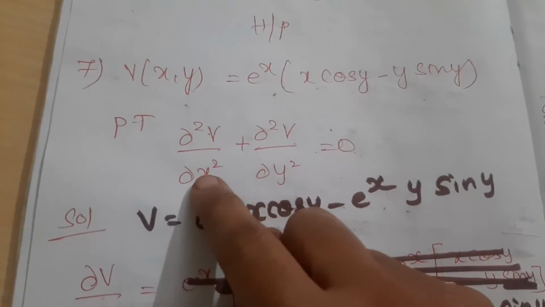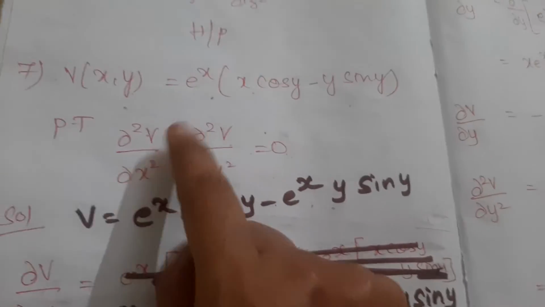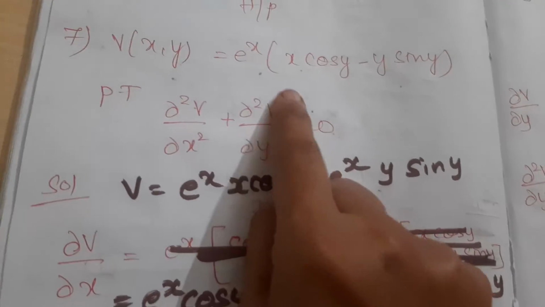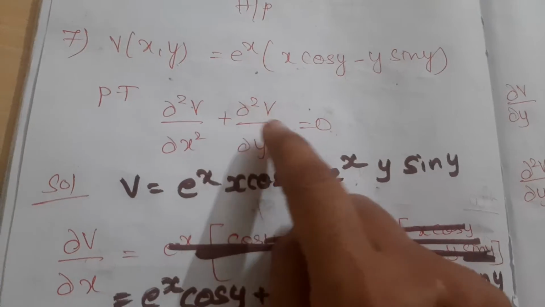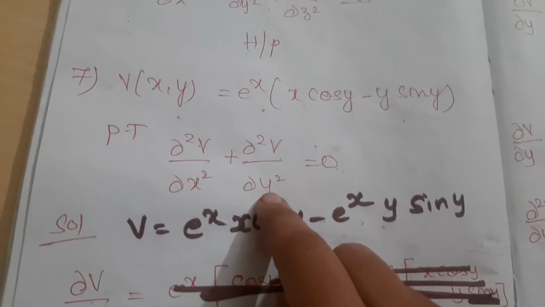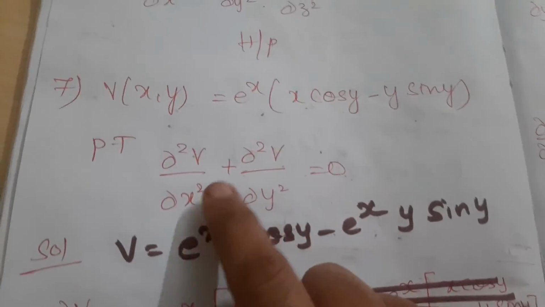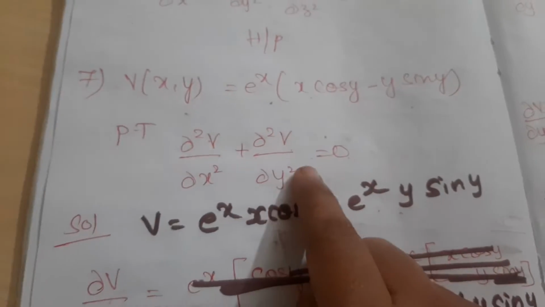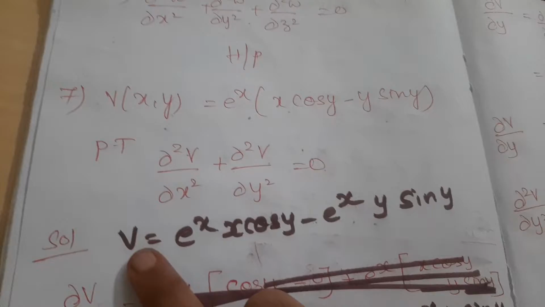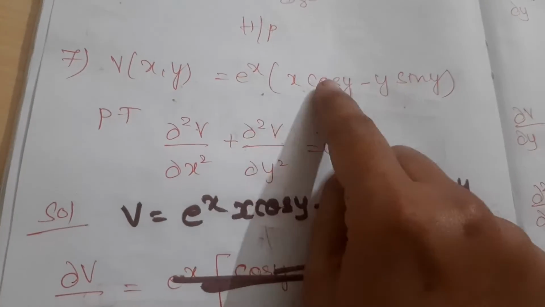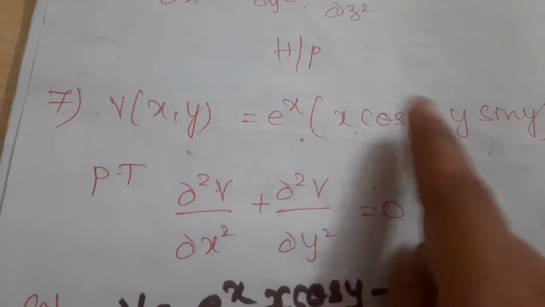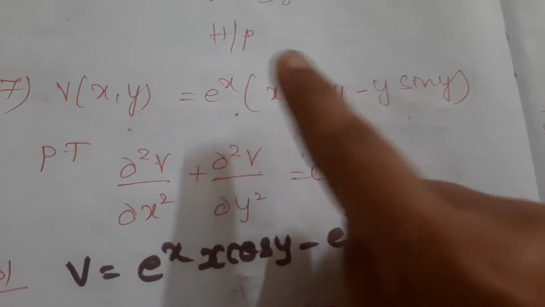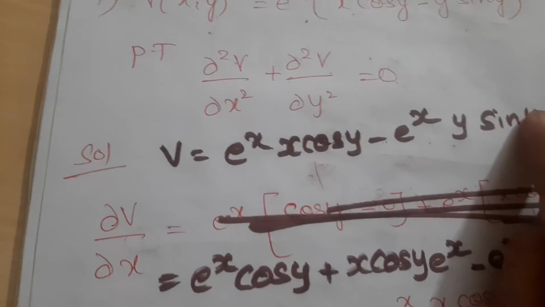So I want to find the second derivative of v with respect to x partially, plus the second derivative of v with respect to y partially, and then add both answers. I should get 0. This is what I want to prove. Now v is equal to, I can multiply e power x inside: e power x x cos y minus e power x y sin y.